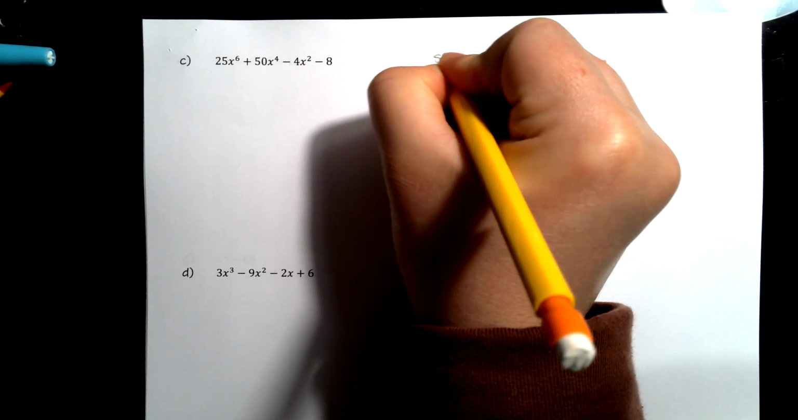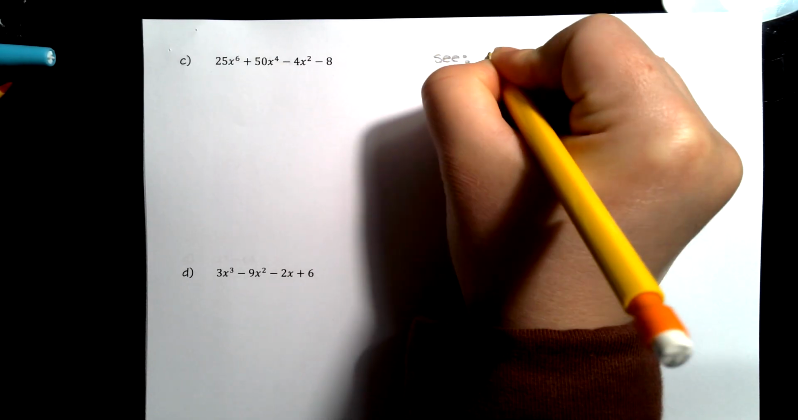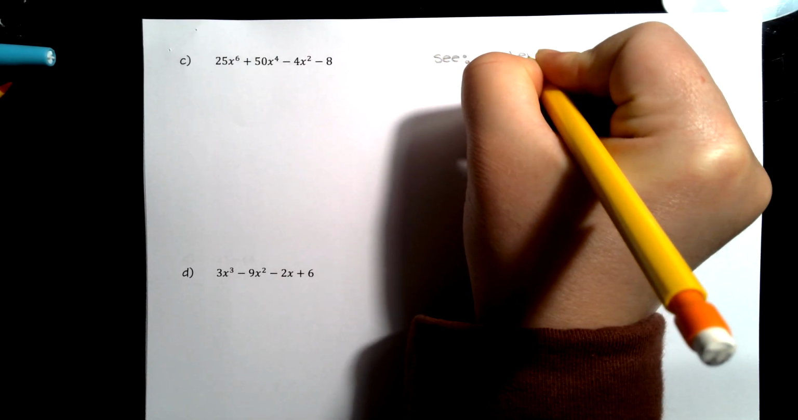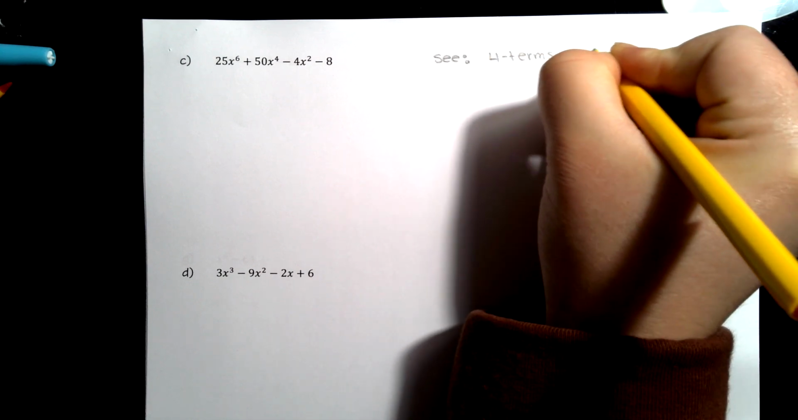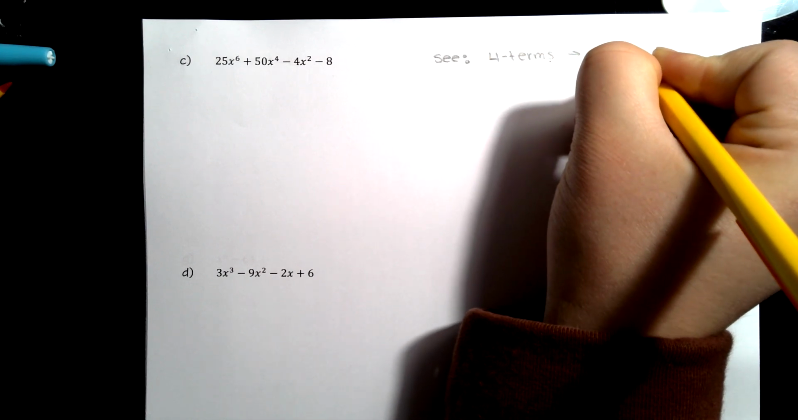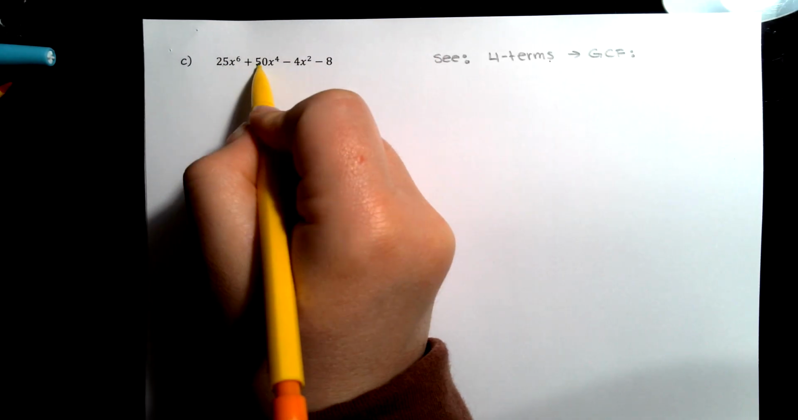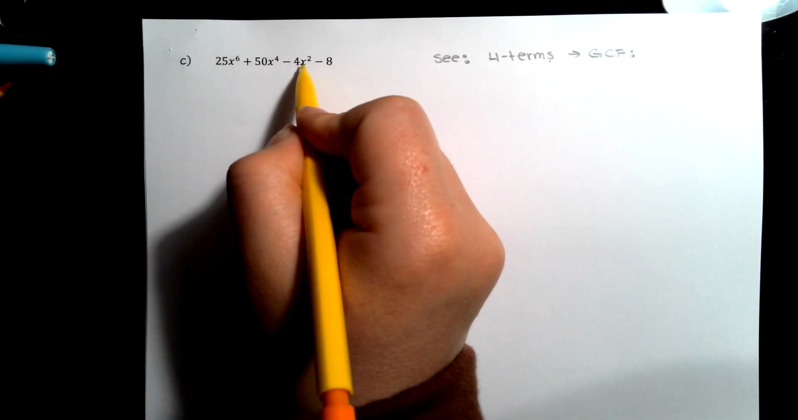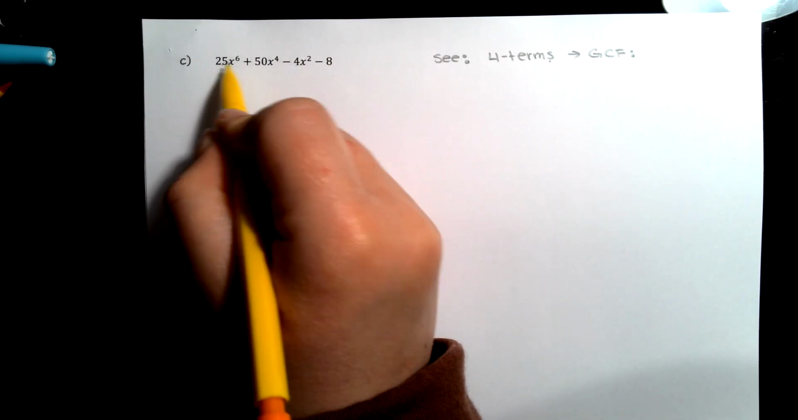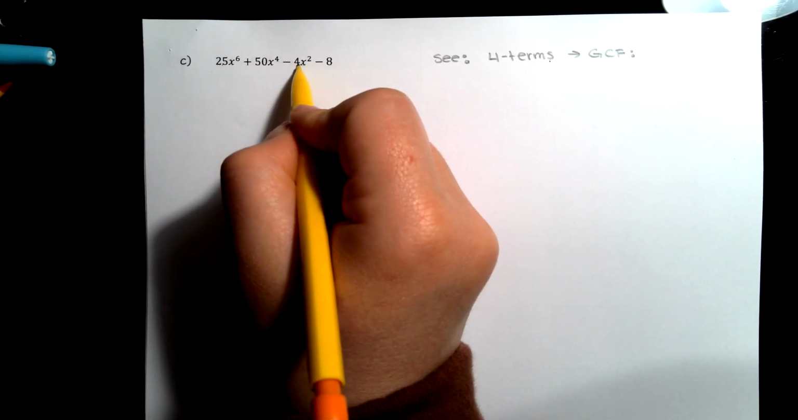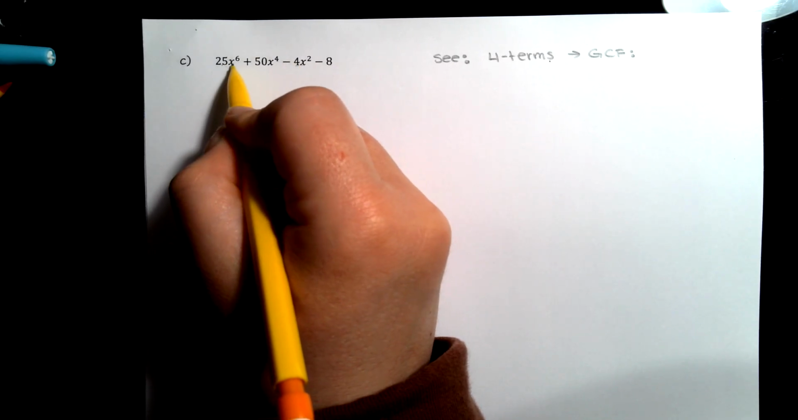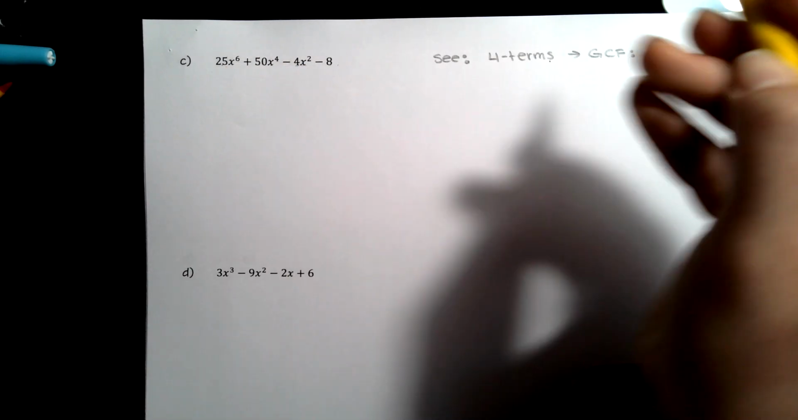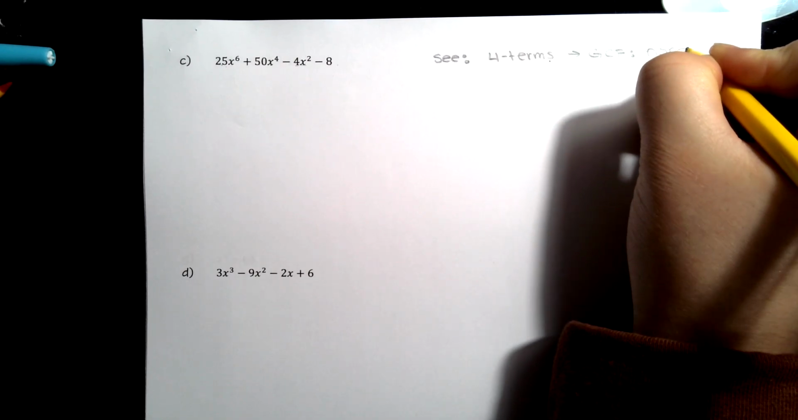This one here, what do we see? I see a quadrinomial. I see 4 terms. We got to check for GCF, a main GCF. I get 25, 50, 4, and 8. So 25 is 5 times 5, 4 is 2 times 2. So that means I don't have any relationship between 4 and 25. I have an x, x, x, no x. So in this case, no GCF.